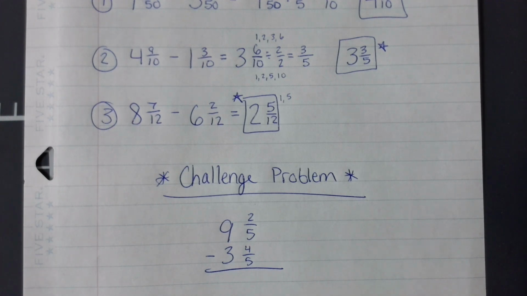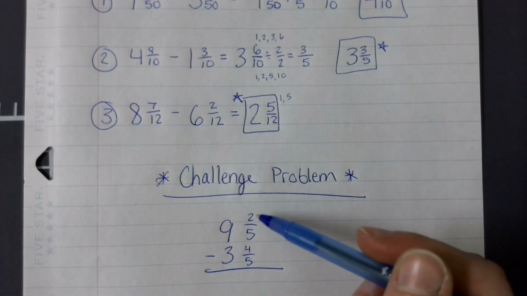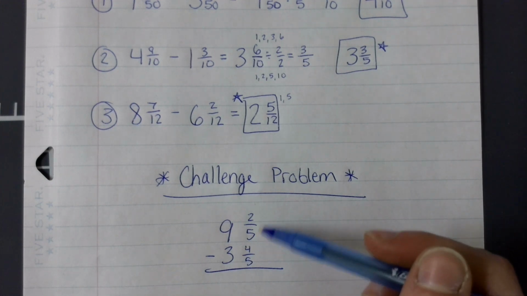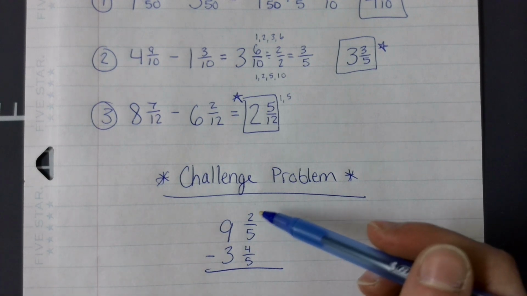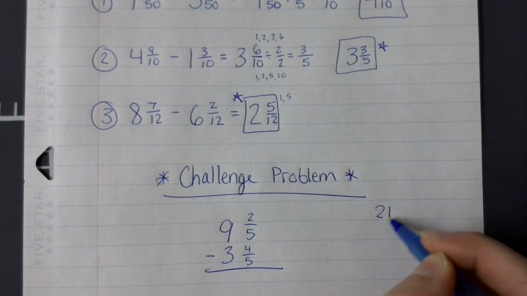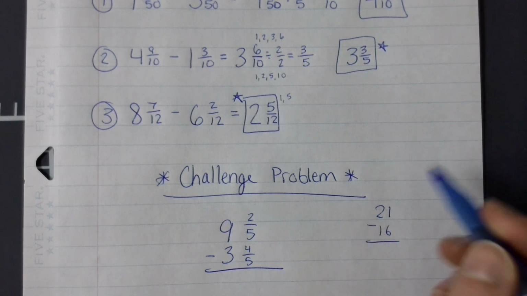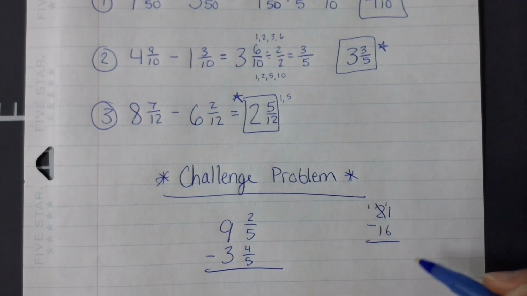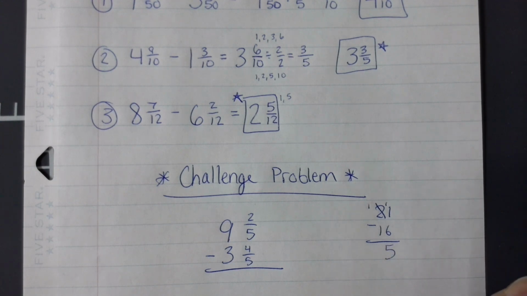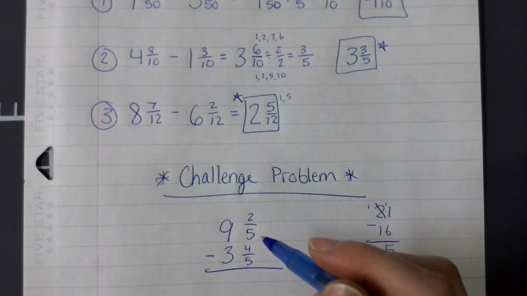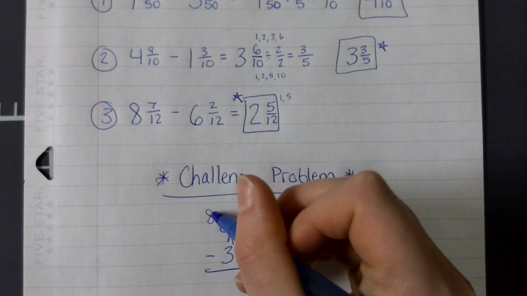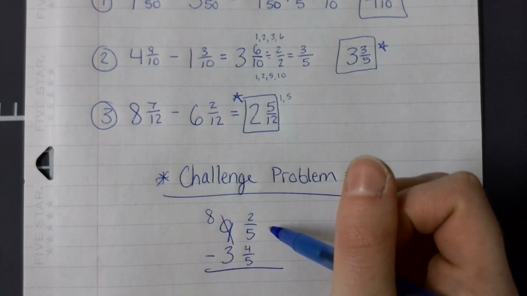Oh no, what do you notice? I noticed that I can't do 2 minus 4 because 2 is less than 4 and I can't take 4 away from 2. And oh my gosh, what am I going to do? Well, think about in subtraction. If we have like 21 minus 16, I have to regroup, right? I take 1 away, I add 1 over here. Now I have 11 minus 6 is 5, voila, right? So I could regroup in the same way. I could cross out my 9 and make it an 8.